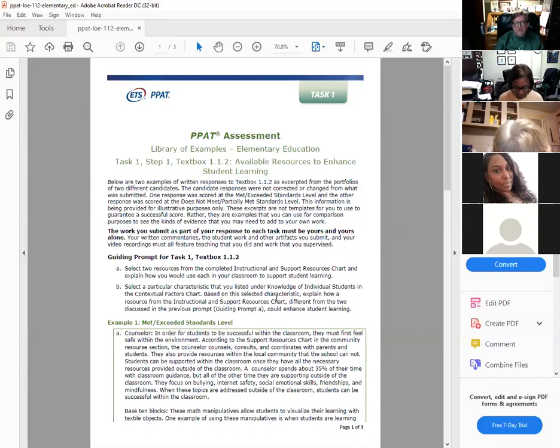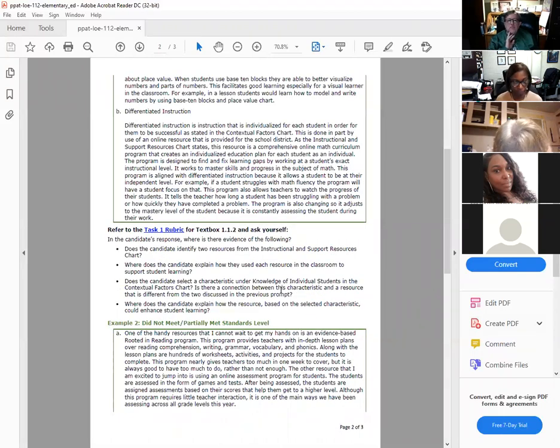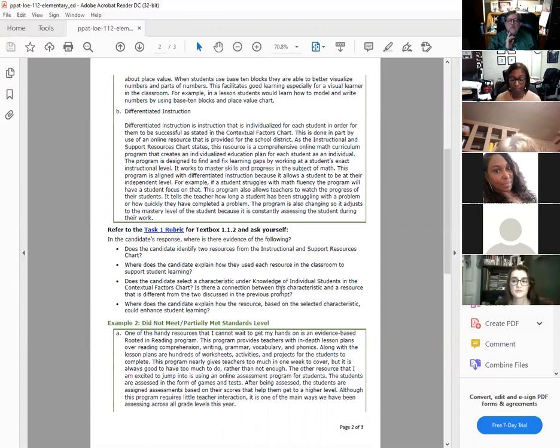visualize their learning with tactile objects. Okay, so we could also have students touching. And anything else? What else did they say could help? It should be on your paper. What happens when they use base 10 blocks? It helps students visualize the numbers and parts of numbers. Okay. Thank you so very much for that.